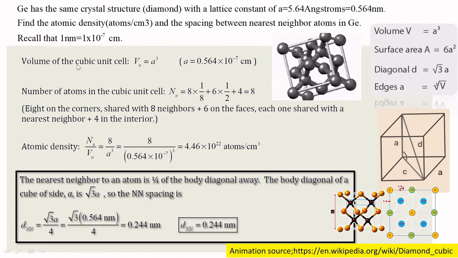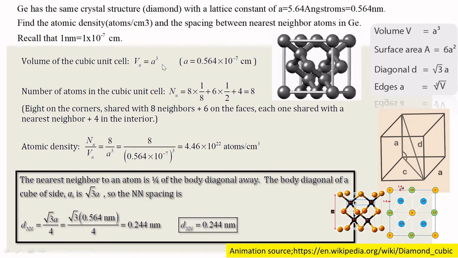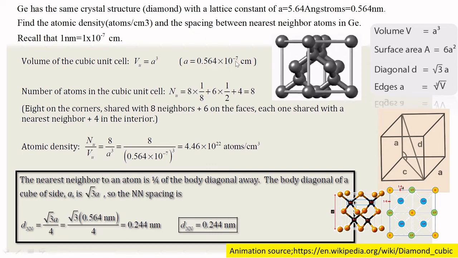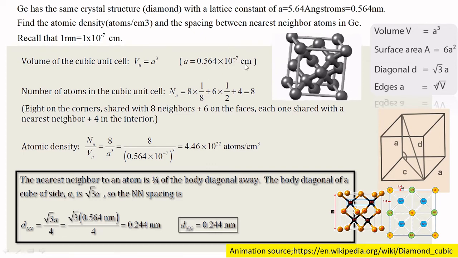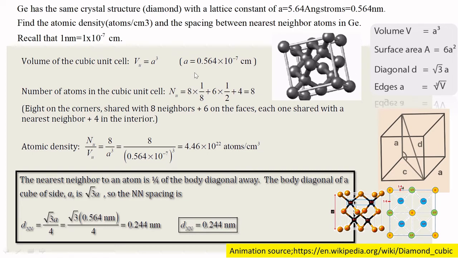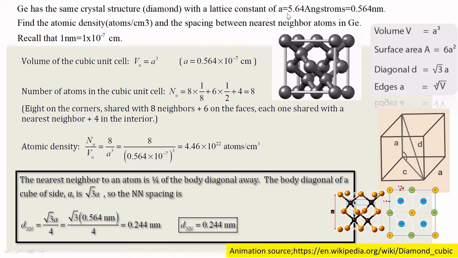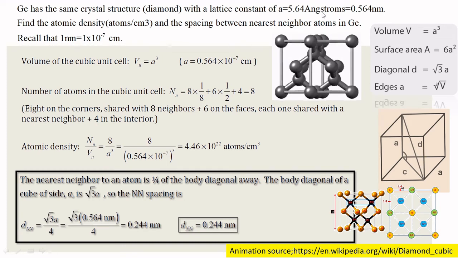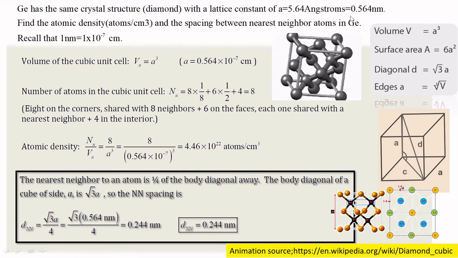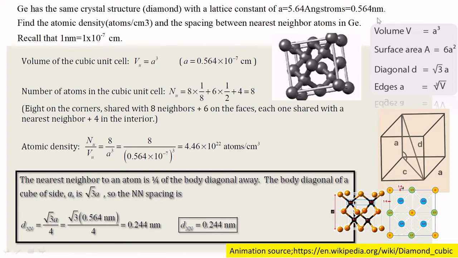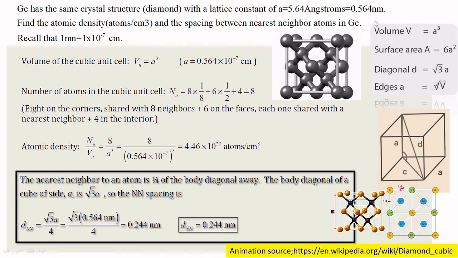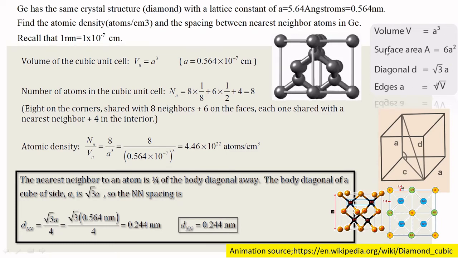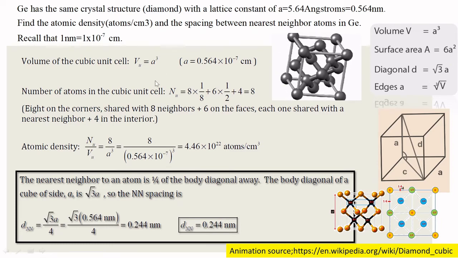Okay, so you know that the volume of the cubic unit cell will be a cube. The lattice constant here is given as 0.564 into 10 to the power minus 7 centimeter. Here the value is given as 5.64 Angstrom, multiplied by 10 to the power minus 10, the equivalent value, so it was written in nanometer. These are already known values for the cube, the basic values you are already familiar with.